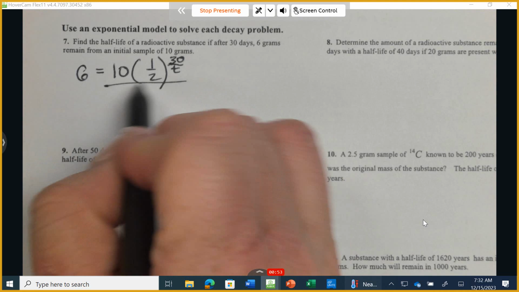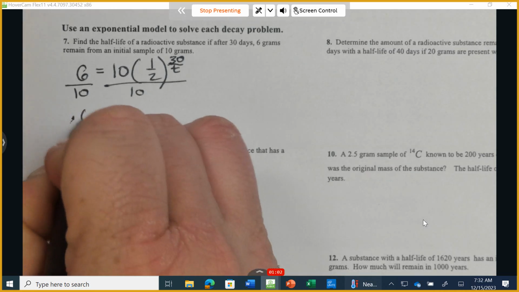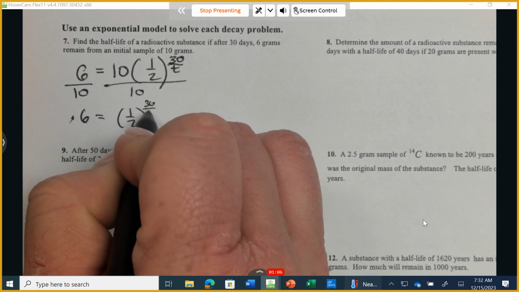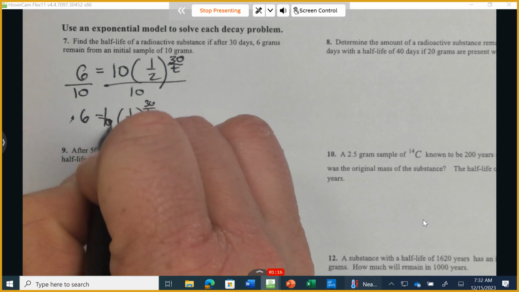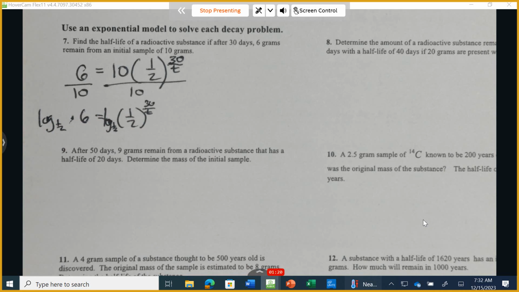So I'm going to first divide by 10. When I take 6 divided by 10, I end up with the decimal 0.6. So on the left-hand side, I have 0.6 equals (1/2)^(30/t), or whatever variable you're using. Remember, the only reason we learn logs is that when we have a variable in the exponent position, we need logs in order to solve. So I'm going to do log base 1/2 on the left and log base 1/2 on the right.